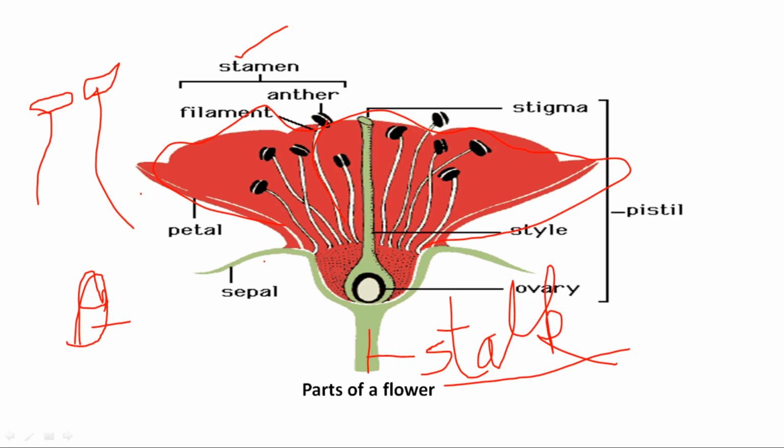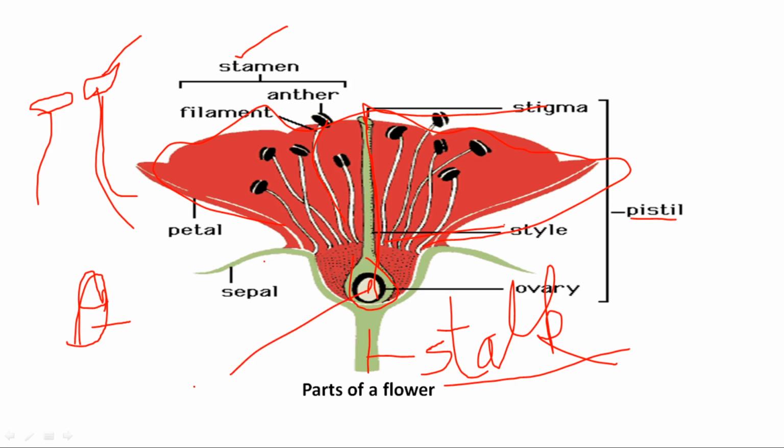So this is stamen, and stamen has an upper part that is known as anther, and the long part below is the filament. Okay, next, the flower has a middle part. This middle part is known as pistil. Pistil is the female part of the plant. You see the upper one is stigma, then this long part is style. Then the rounded part below is the ovary, and inside the ovary you will find ovules.